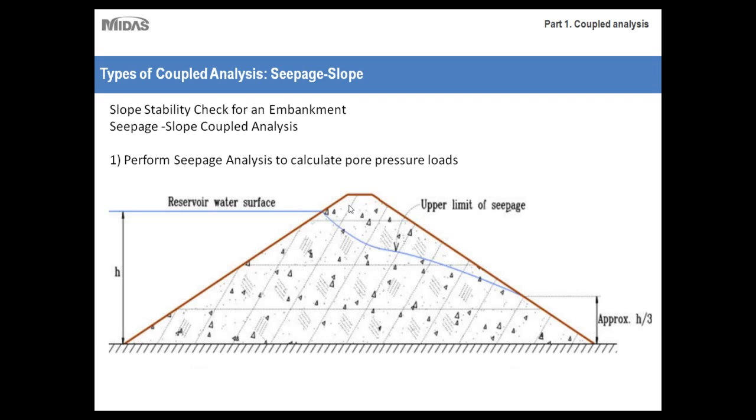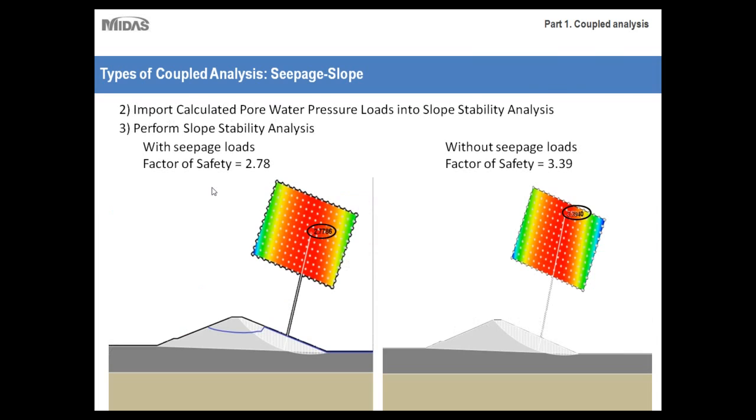the opposing side. So what has to be done is, first and foremost, a seepage analysis has to be performed on this embankment, just to analyze the effective stress, as well as the flow quantities that are occurring because of this reservoir. Afterwards, after you have your pore pressure loads, in your next step, you would import the calculated pore water pressure loads into your slope stability analysis.